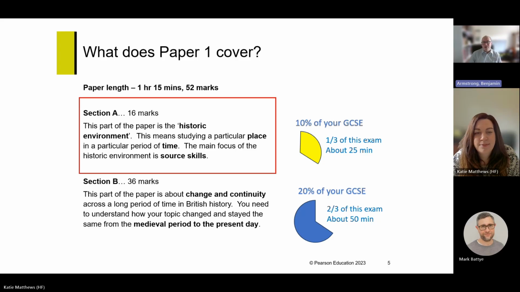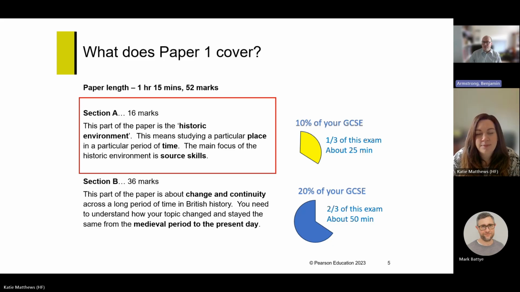So the paper overall is 1 hour and 15 minutes, and it's worth 52 marks. Now, section A that we're going to focus on in this video is worth 16 marks out of 52. That makes it about 10% of your overall GCSE, which shows how important it is to revise well for this part of the exam. In terms of paper 1 exam, though, you can see in the little shape at the side on the right of your screen, it's only about 1/3 of the marks for this exam.